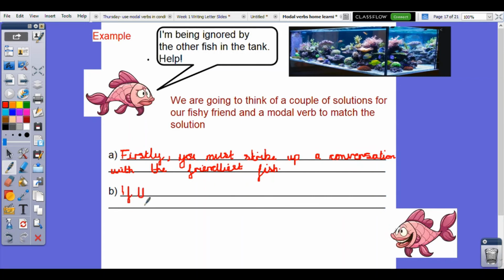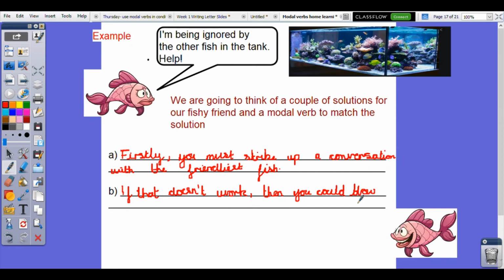If that doesn't work, comma, then you could, so sounding much more hesitant now, and then think it was lots of different things they could do. They could do tricks, they could jump out of the tank, they could hide.